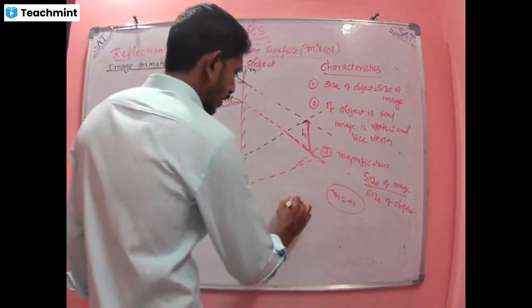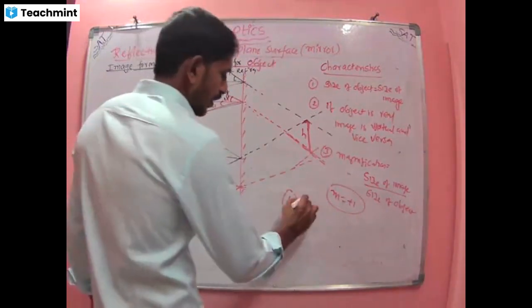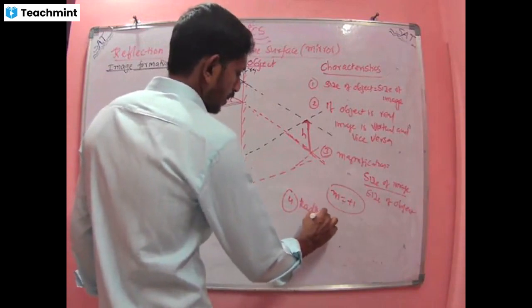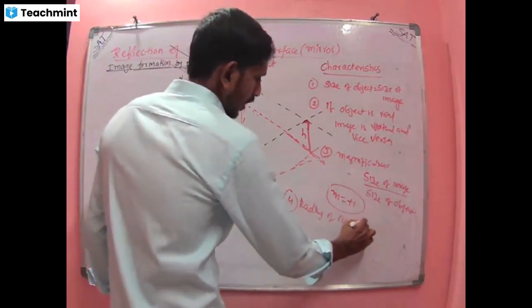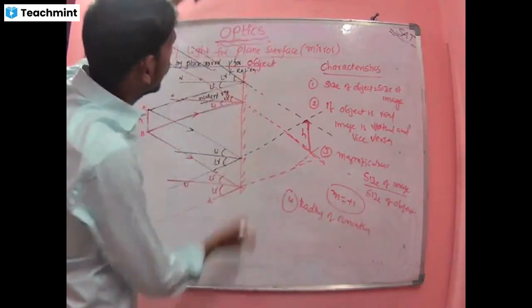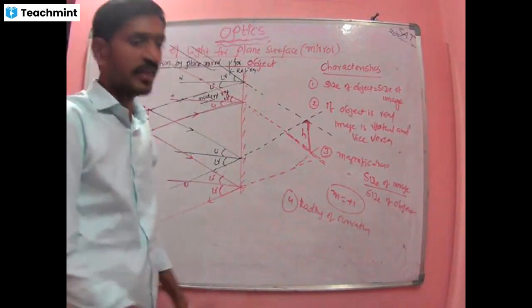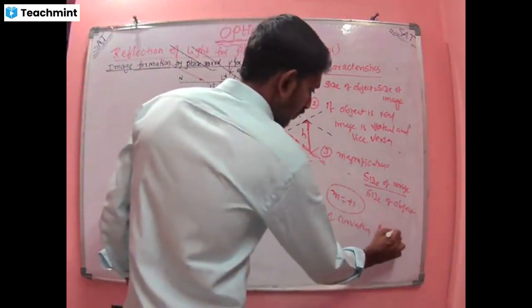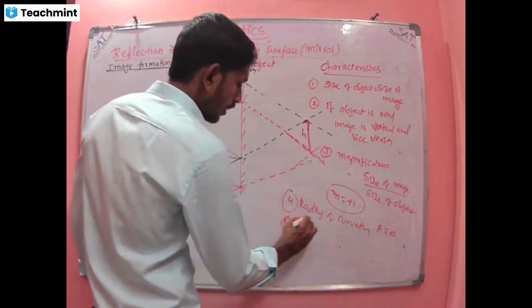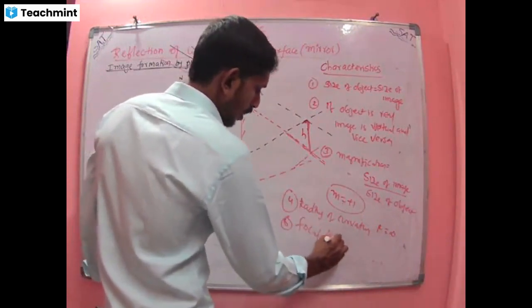Next point is very, very important. Radius of curvature is very big, so it is infinity. Radius of curvature R is equal to infinity, and focal length also is infinity.